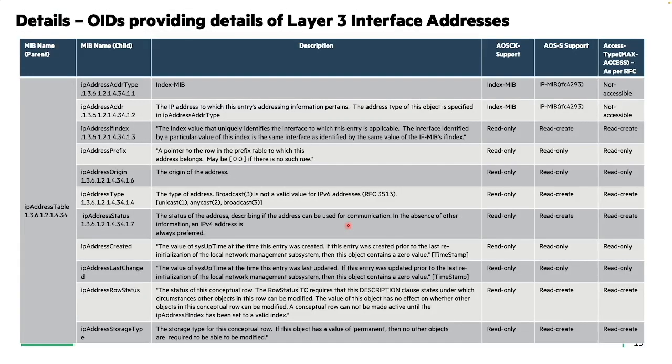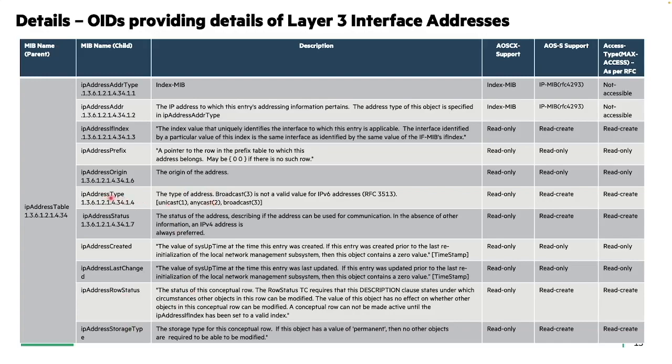Okay, getting further into the same MIB, I have divided this slide as MIB name, parent, IP address table 34.34, as you see, and these are the child MIBs of this particular MIB, right? 34.1.1 would give you IP address type, 34.1.2 IP address, 34.1.3 IP address index, and then the prefix and IP address origin, right? I can go on and list here and the description as well.